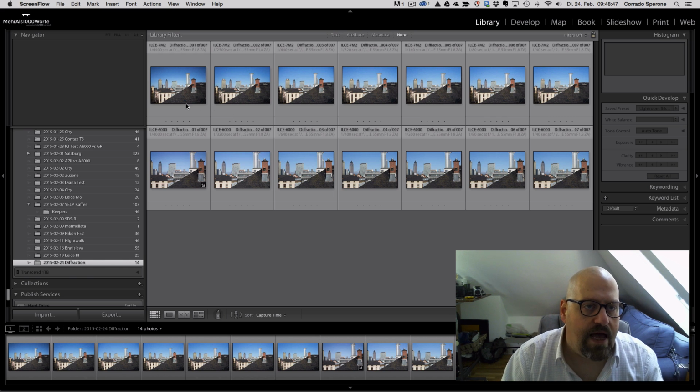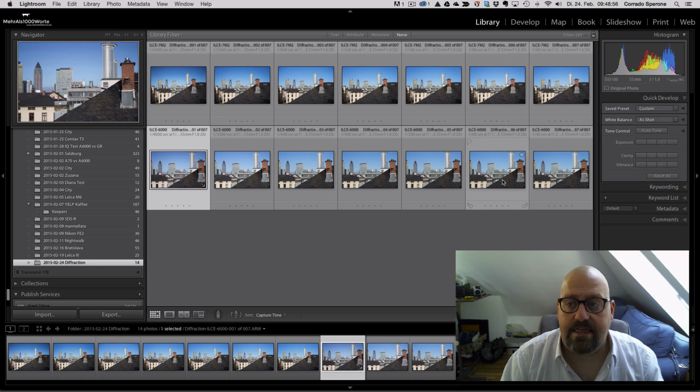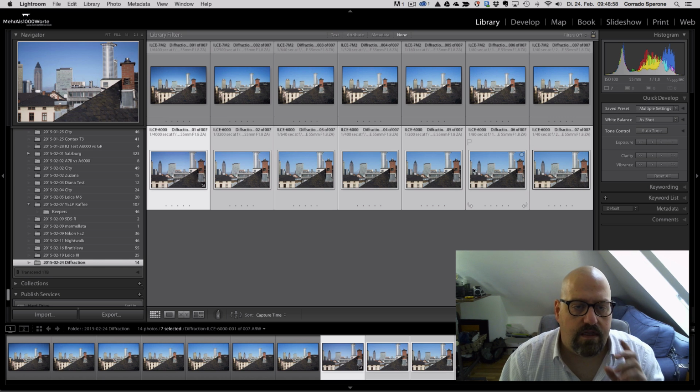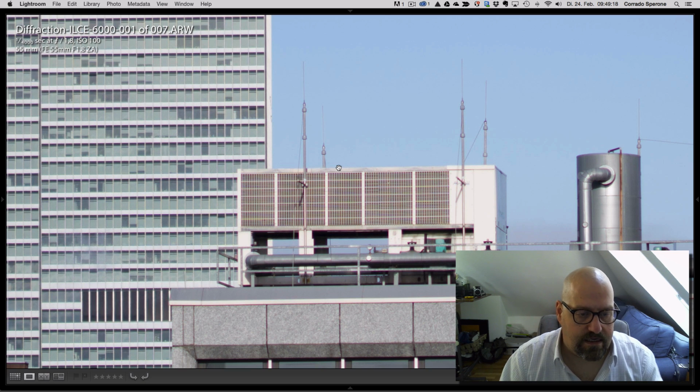So I did two runs on both cameras. Let's start with the A6000, because it has the smaller sensor with the same megapixel count, and that has also to do with it, because the higher the megapixel density, the earlier and the more intensively this effect kicks in. So let's have a look at the pictures taken with the A6000.